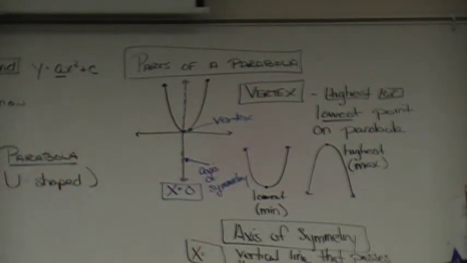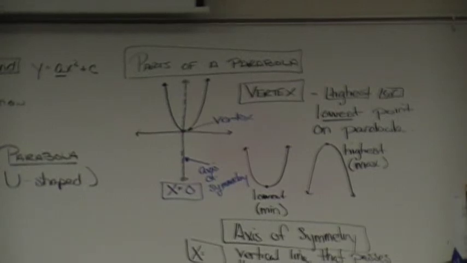Okay, make sure you have those identified on your parts of the parabola. So you understand the vertex is going to be either the lowest or highest point. The axis of symmetry is the vertical line that passes through the vertex and cuts the parabola in two symmetric pieces, or two equal halves. Do the parts of a parabola make sense?